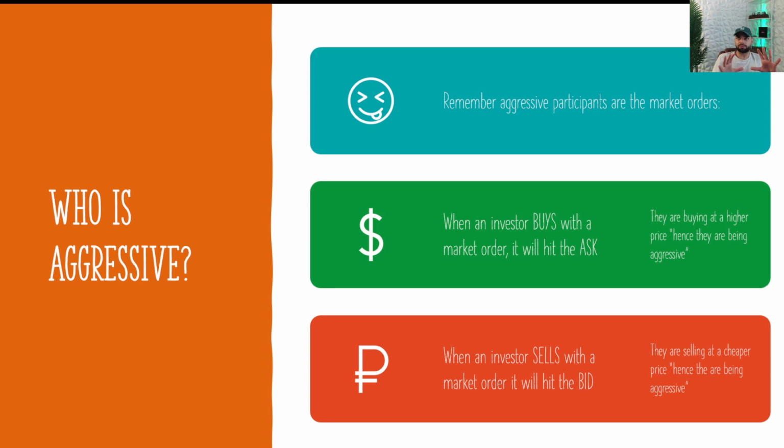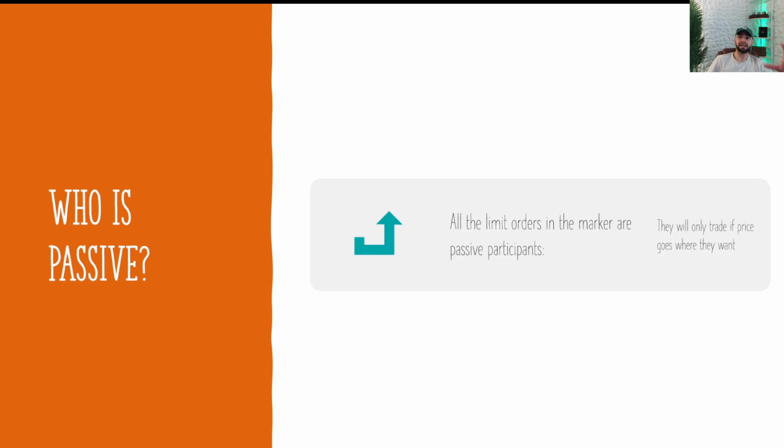So remember, aggressive participants are the market orders. When an investor buys with a market order, it'll hit the ask. Important: when an investor is buying with a market order, they want to get in right then and there, so they buy from someone who wants to sell right now, at the more expensive price, the ask. When an investor wants to sell with a market order, they're being aggressive and will sell at a cheaper price, at the bid. So if you're buying at market, you'll pay a more expensive price; if you're selling at market, you'll sell for a cheaper price, since you're being aggressive.